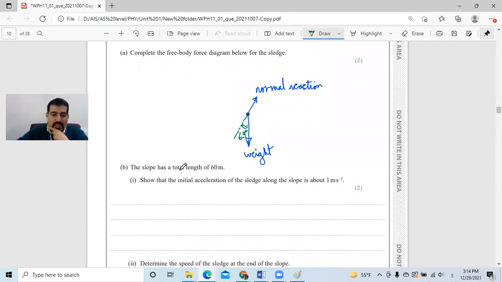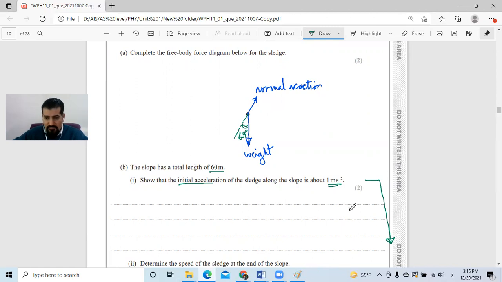The slope has a total length of 60 meters. This is the distance. Show that the initial acceleration of the sledge on the slope is approximately 1 meter per second squared. This value, we are going to use it in the next part. So who can tell me, how can we find the initial acceleration? By which formula? Thank you, Hamza. What is the formula that I'm going to use? Exactly. Thank you, Shahid. Another one. What's the formula that I'm going to use?